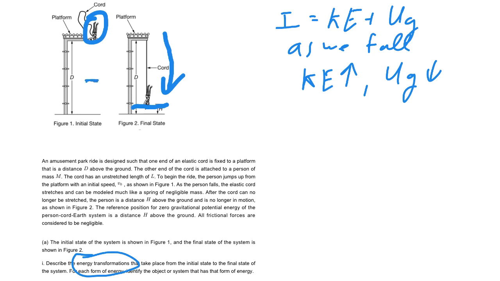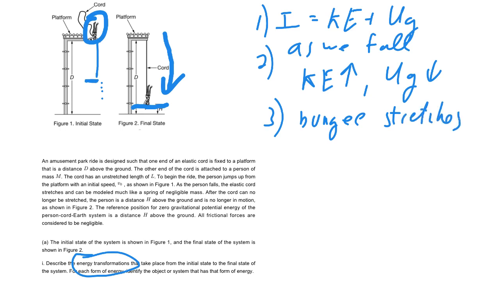Somewhere, let's say maybe right here, the bungee's going to start stretching as it starts to slow down. So at that point, let's just call that the beginning. Number 2, as we fall. Number 3, we'll say when the bungee starts stretching.